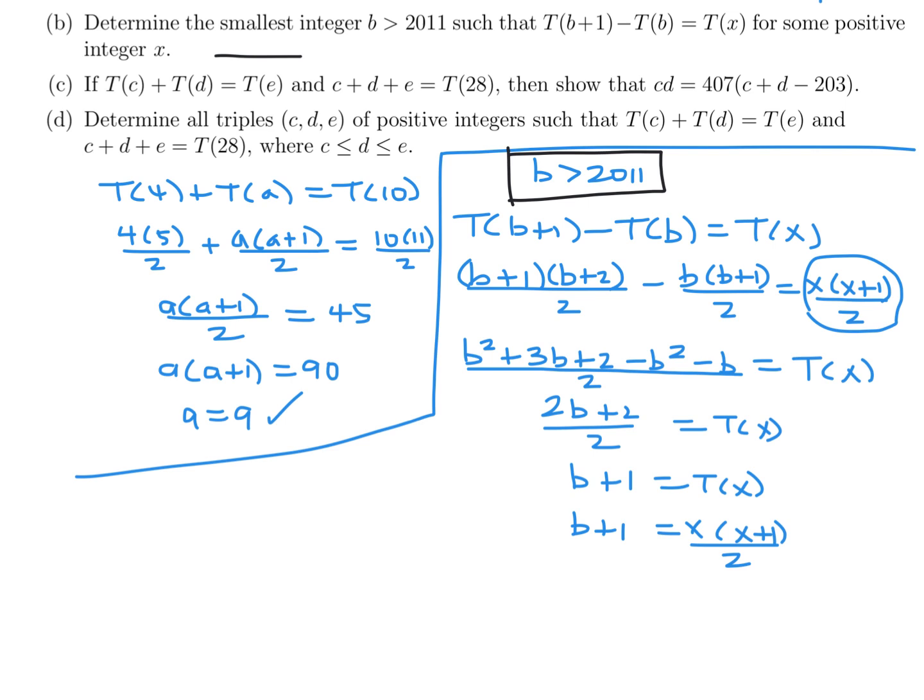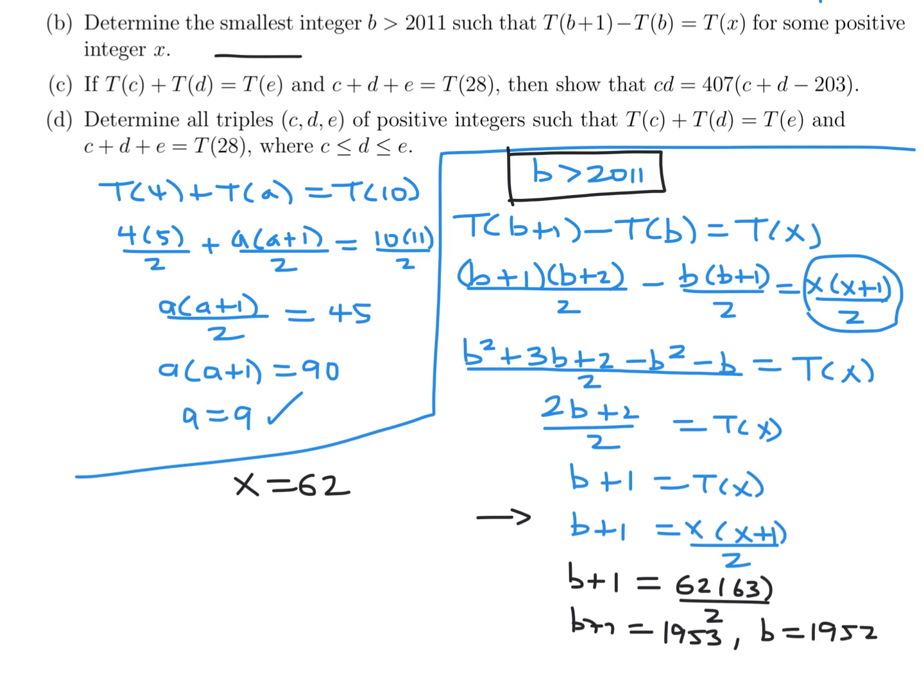So, for example, if I try x equal to 62 and put it into there, I get b plus 1 is equal to 62 times 63 over 2, right? So that means that b plus 1 is equal to 1953. So that means that b is equal to 1952. Okay, so that came close, but it's not greater than 2001. So let's try x equals 63. That should do the trick.